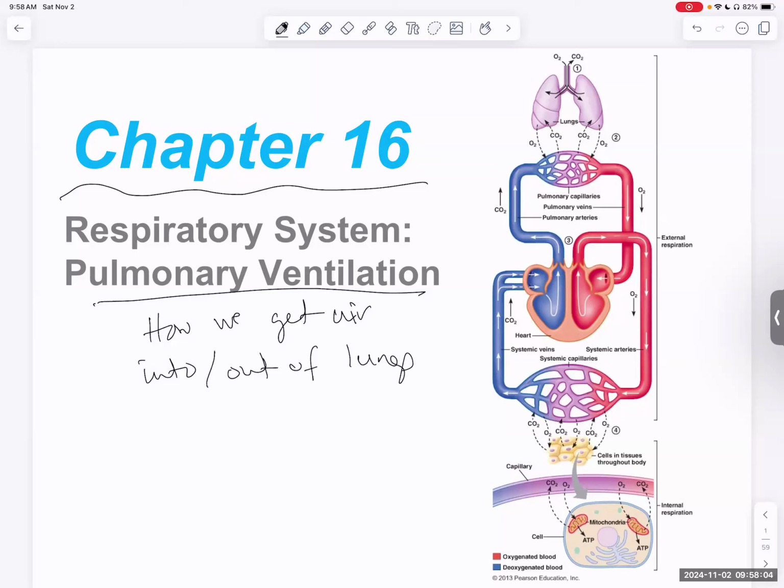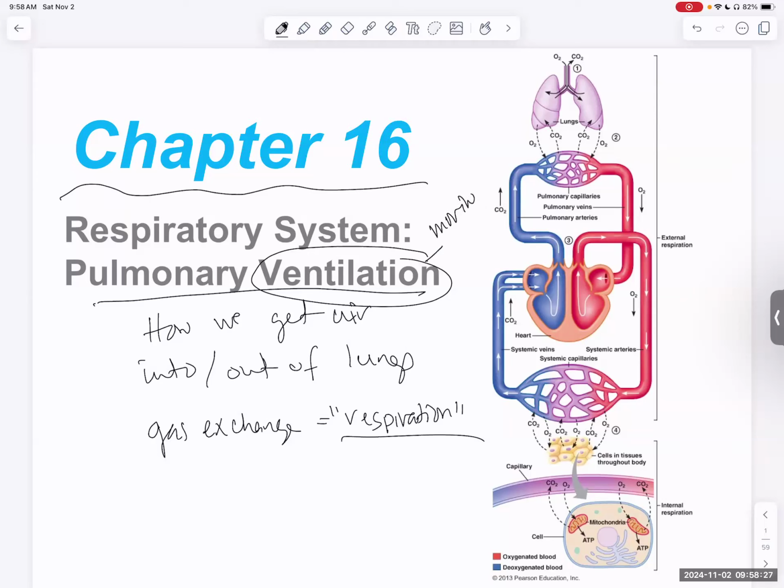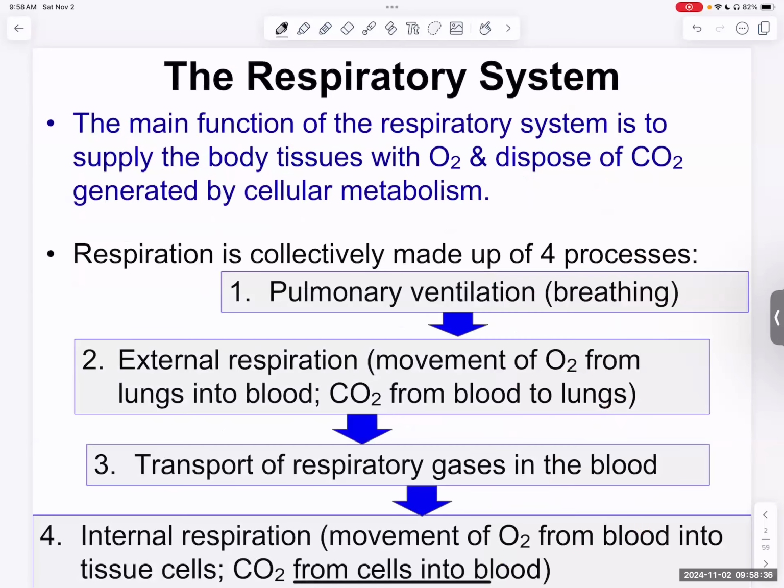And we'll start talking about the concept of gas exchange, which is respiration. So when we say respiration, we are talking about gas exchange. When we say ventilation, we're talking about moving air into and out of the lungs. So chapter 16, ventilation, chapter 17, respiration. It's kind of broken down.